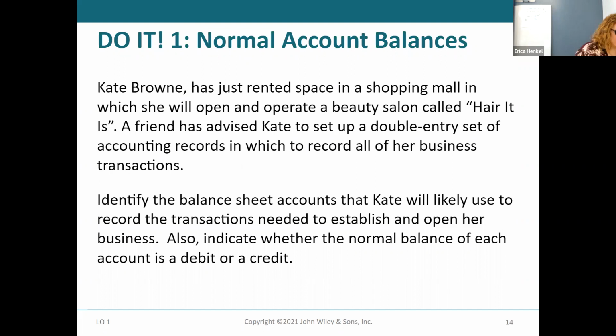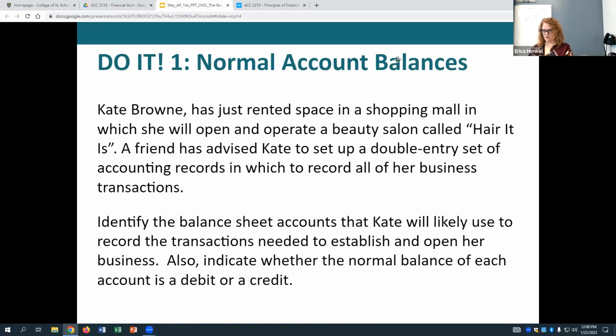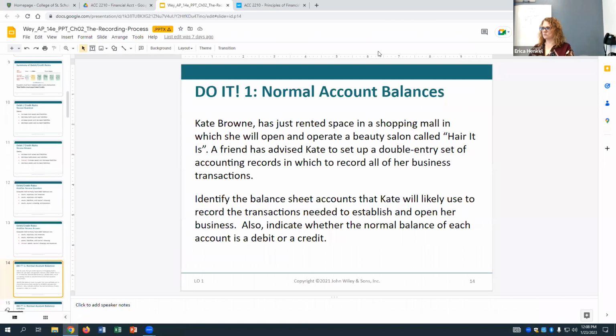Okay, so just write about the balance sheet accounts. You're going to need an equipment account. Basically everything right here: supplies, accounts payable, service revenue.